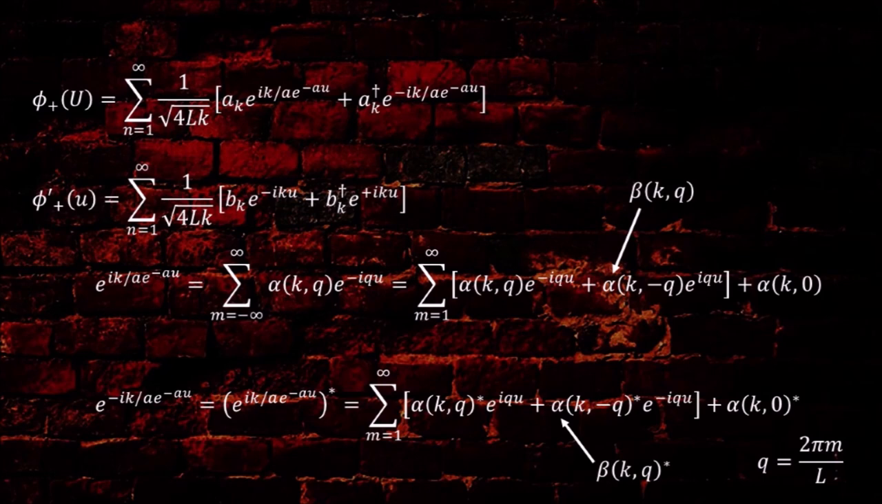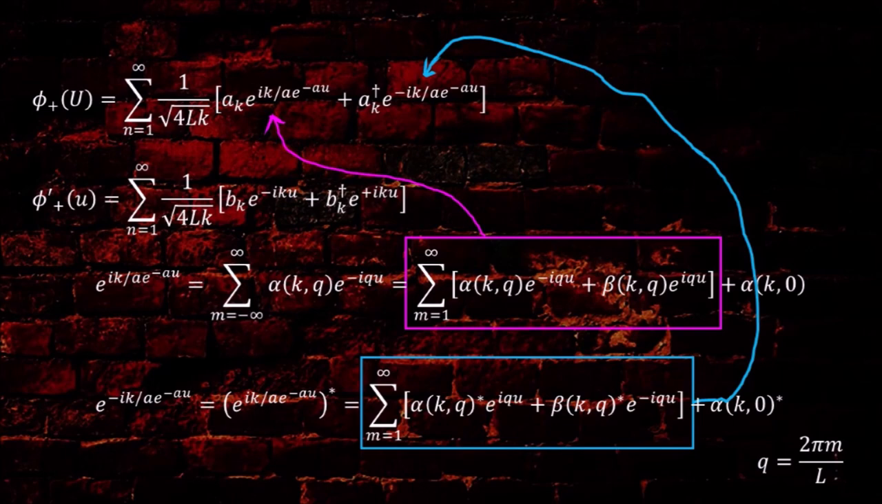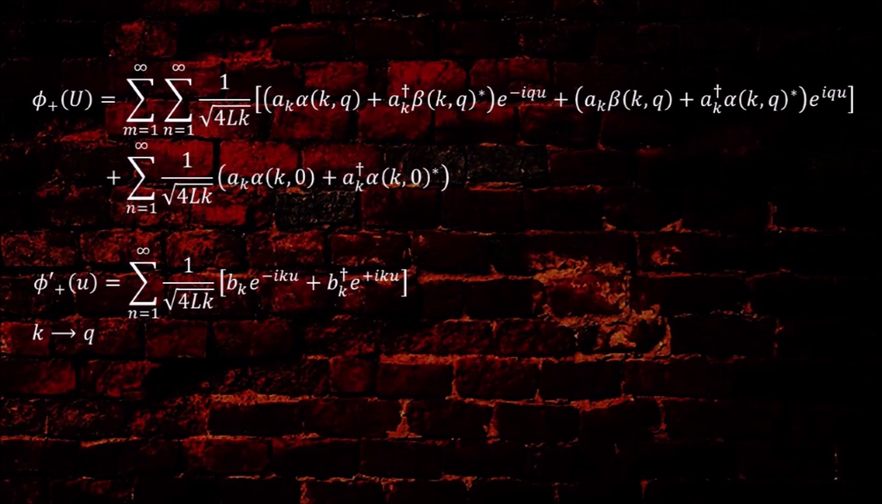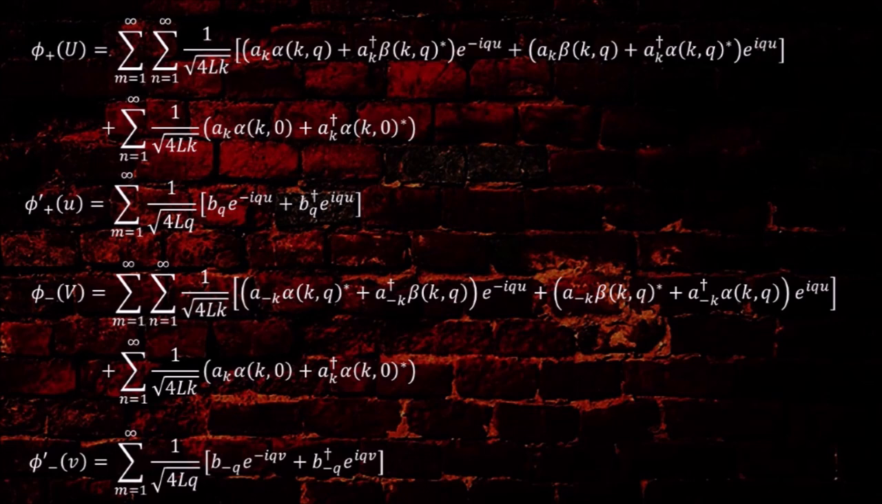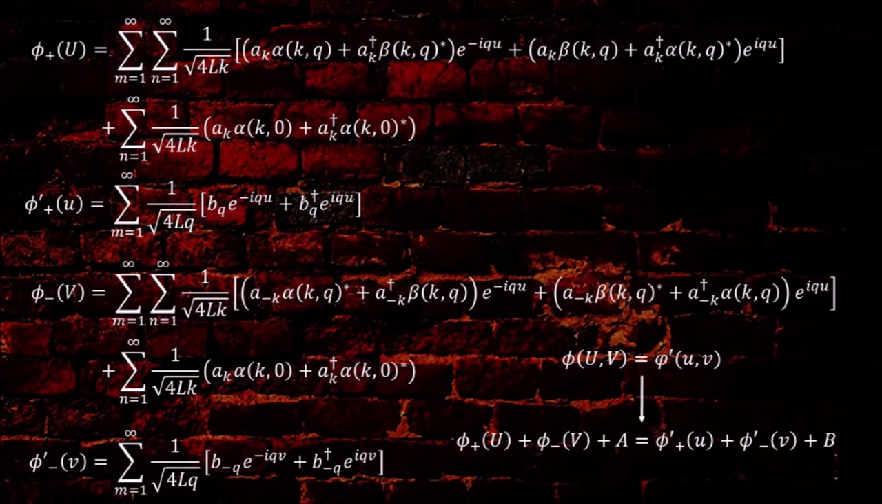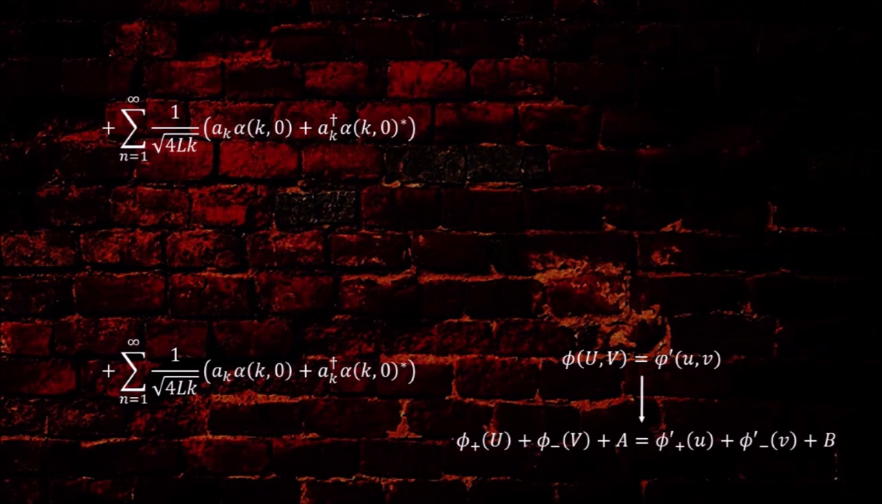Inserting these back in here and changing the dummy variable k to the dummy variable q, we arrive at this expression. If we follow the same logic for phi minus and phi minus prime, we end up with these expressions. Now, if phi is to equal phi prime, then these must be equal, as well as these, which leaves these relations for the constant terms.